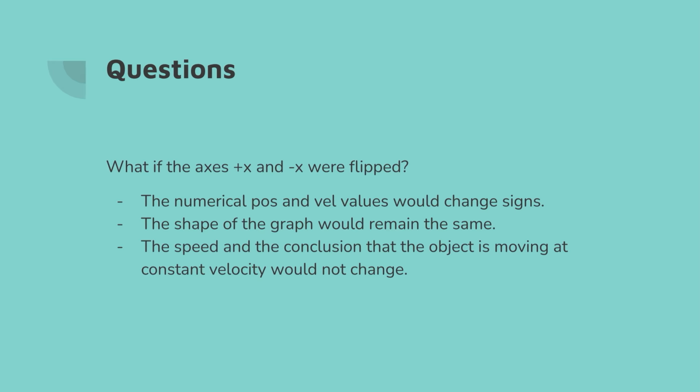Questions from the lab. What if the axes were flipped so that positive x and negative x were reversed? The numerical position and velocity values would simply change sign, but the shape of the graph would stay the same, and the conclusion about constant velocity would not change.